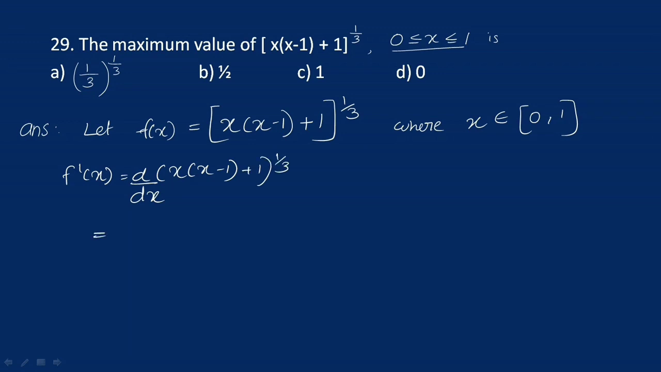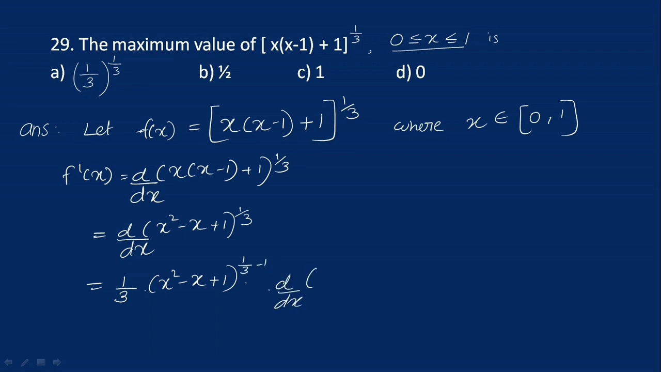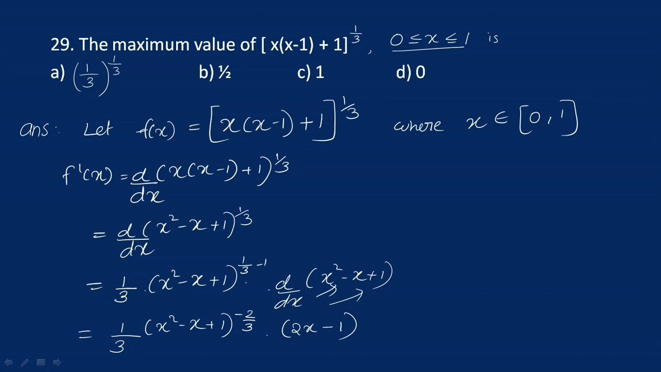Opening the bracket, we have d/dx of x into x, that is x², minus x into 1, minus... plus 1, that is [x² − x + 1]^(1/3). Then d/dx gives 1/3 into (x² − x + 1)^(1/3 − 1) into d/dx of (x² − x + 1), that is 1/3 into (x² − x + 1)^(−2/3) into 2x − 1.